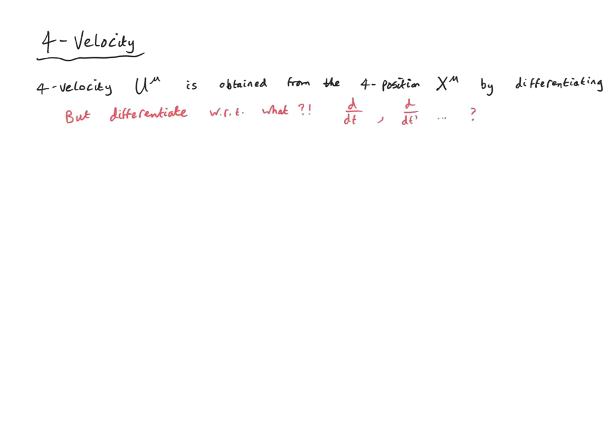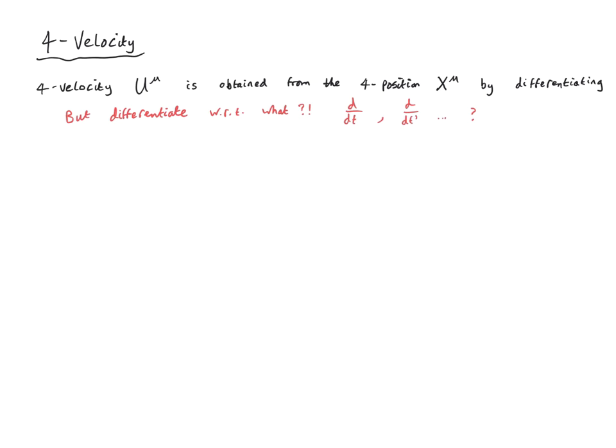One way of generating these 4 vectors is to take an existing 4 vector and differentiate it. So let's start off with the 4 velocity, which is obtained from the 4 position by taking the time derivative. But here we have to be a little bit careful. What are we differentiating with respect to? We differentiate with respect to time, but time in which reference frame? Do we do d by dt, or d by dt primed in a different reference frame? What time do we differentiate with respect to if time itself is a relative quantity?